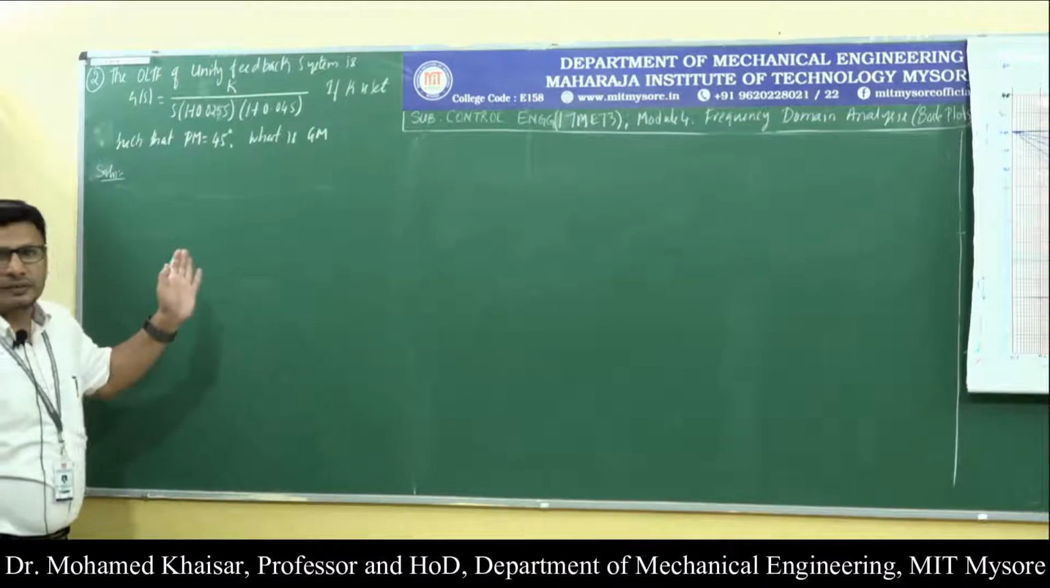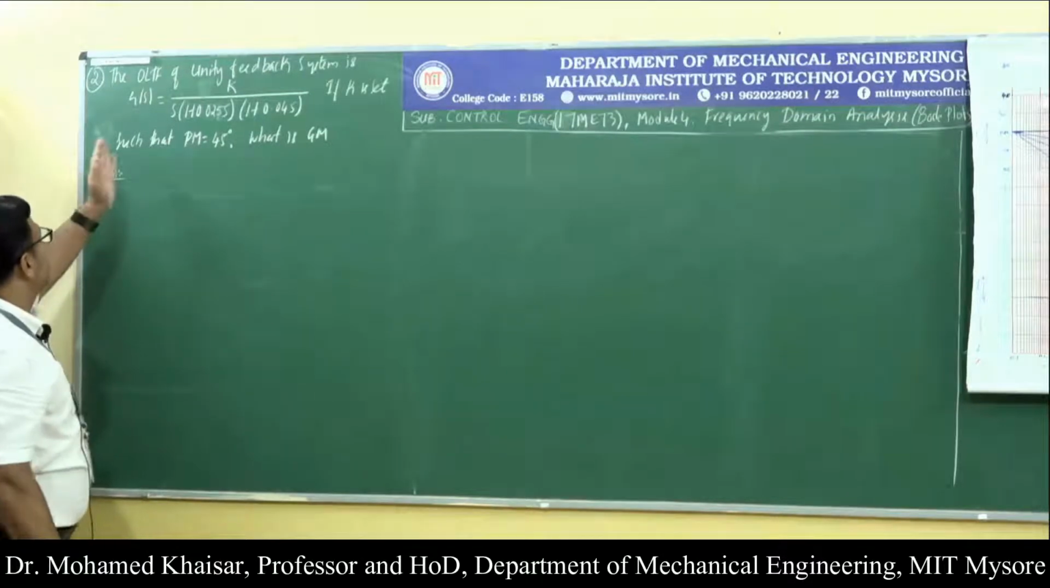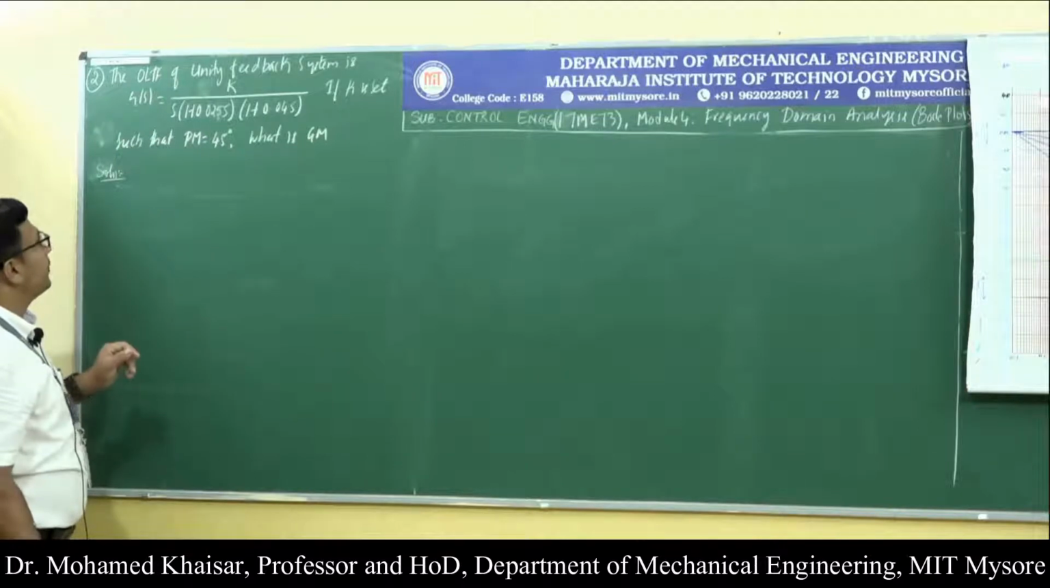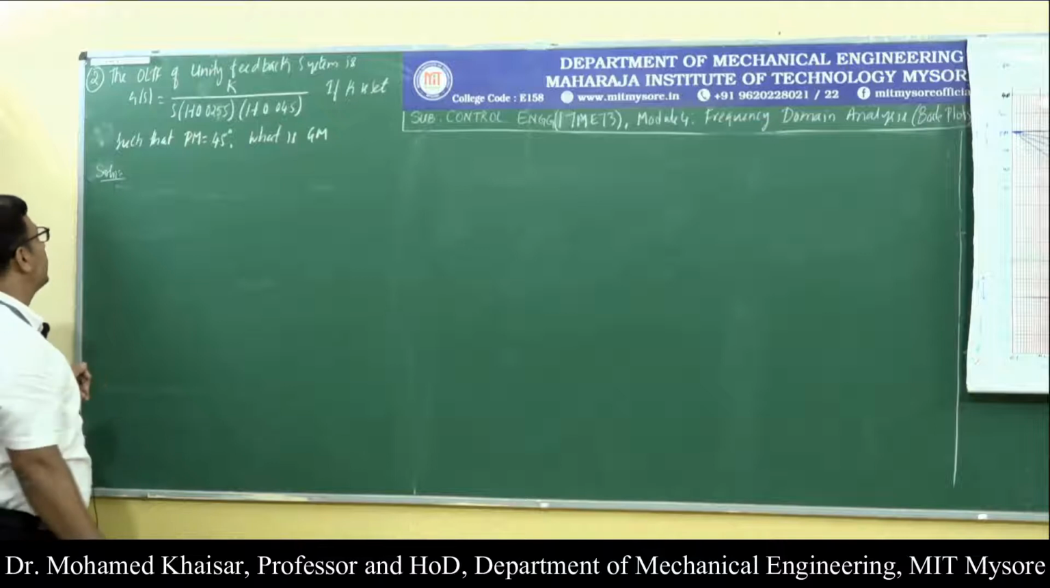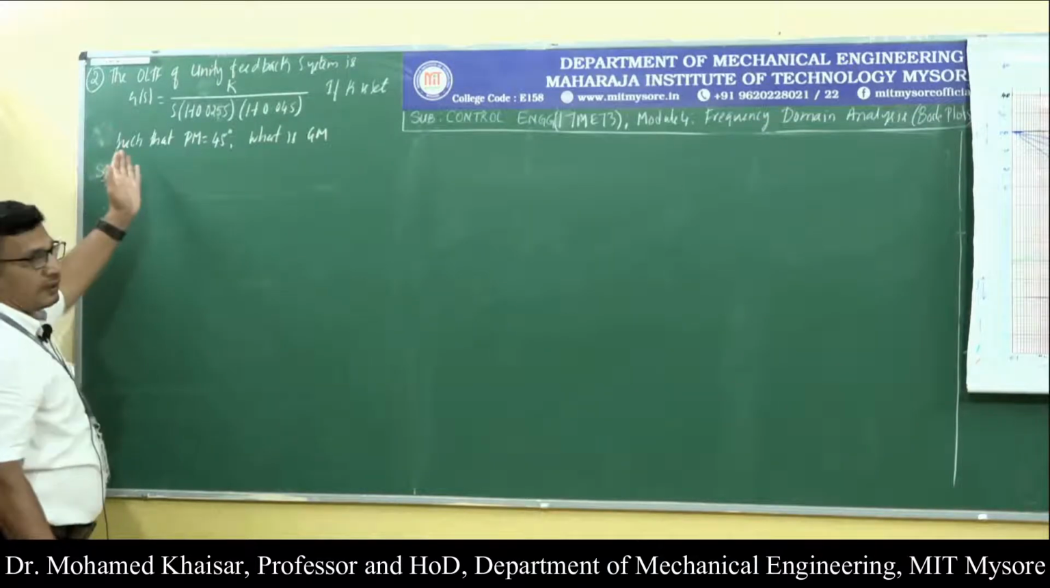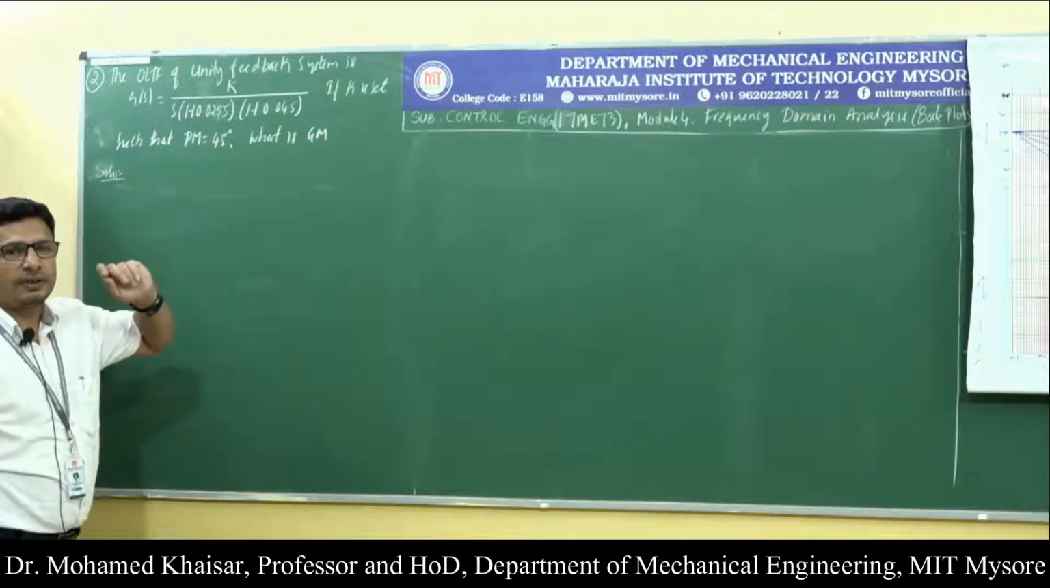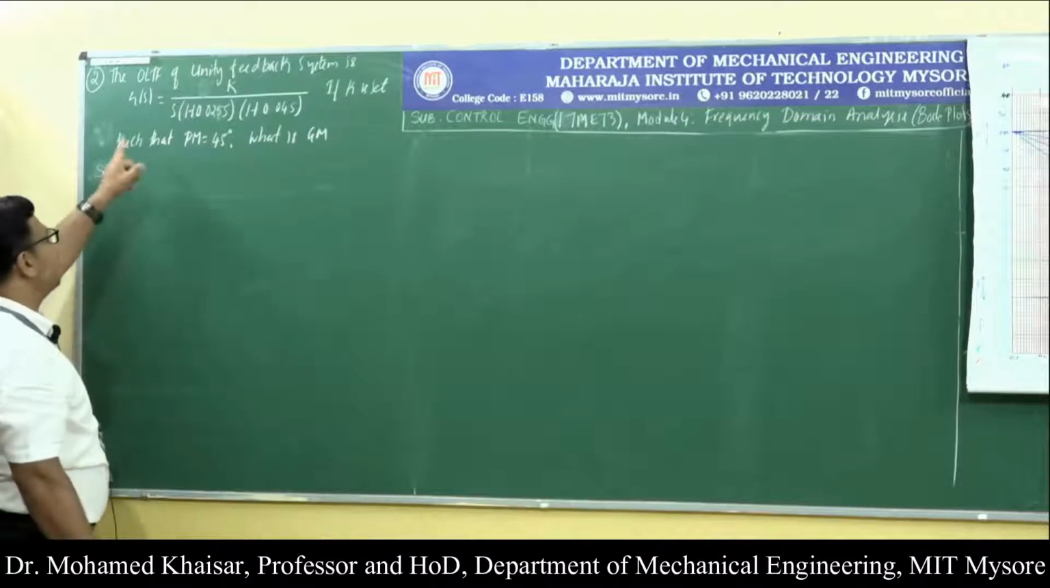Dear friends, let us solve one more problem on Bode plot. The given question is the open loop transfer function of a unity feedback system, that means H(s) is equal to 1. Unity feedback system is given by G(s). H(s) is not written. Why? Because it is a unity feedback system. That is why only G(s) is written.